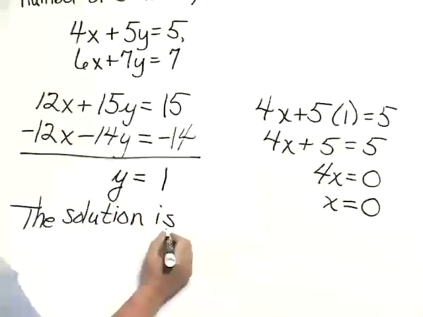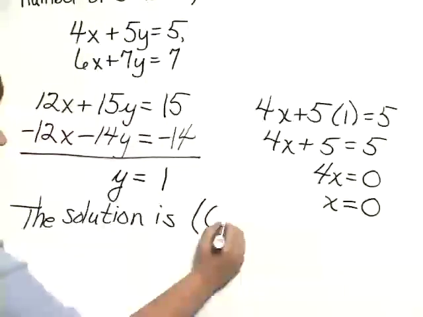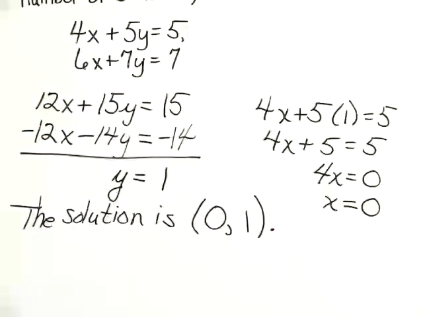and writing as an ordered pair, make sure the x comes first, even though we found the y first. Write the x value first, and then the y. The solution is the ordered pair 0, 1.